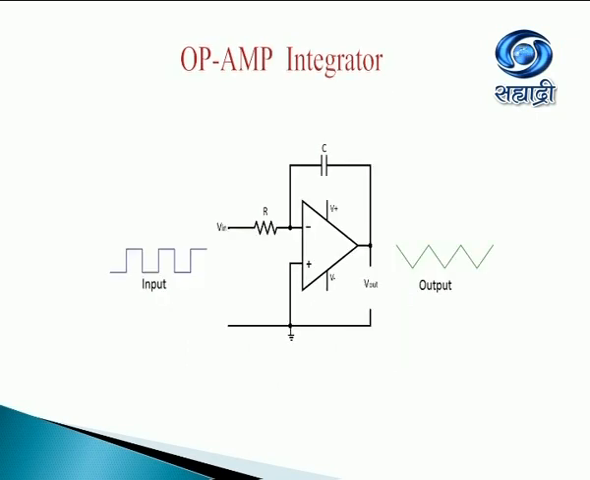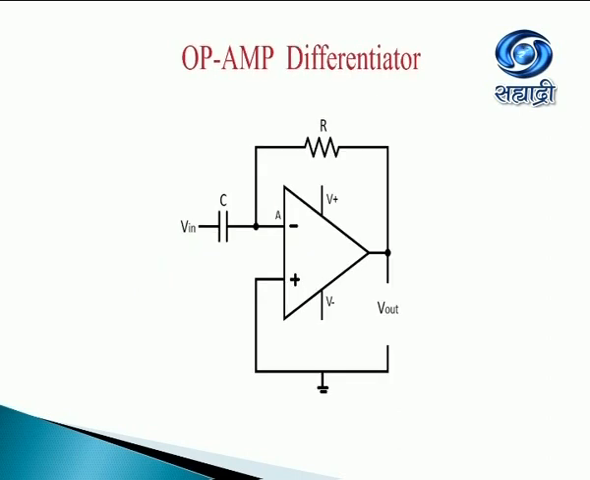In integrator, when square wave is applied at its input, we get triangular output as shown. Here, capacitor gets charged and discharged, and so we get triangular output.